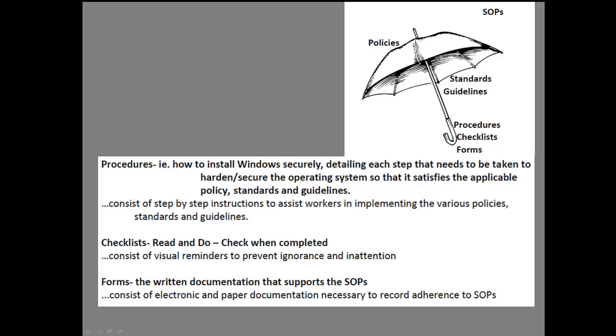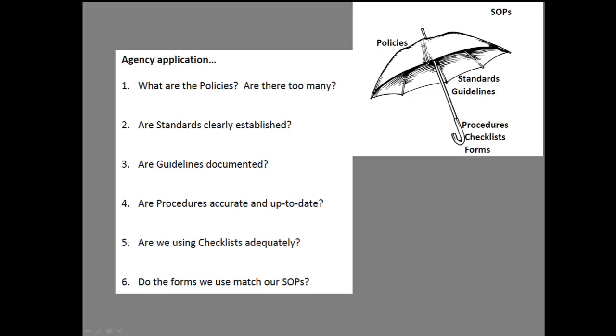Now, when you understand the umbrella concept of policies all the way down to forms, it'll help you to get your arms around how many policies do we have? Do we have too many? What are they? Your staff should be able to identify your policies. It should be very clear. And there should be a limited number of policies. Your board, your advisory board, is the one that establishes and approves policy. Are our standards clearly established? The non-negotiables.